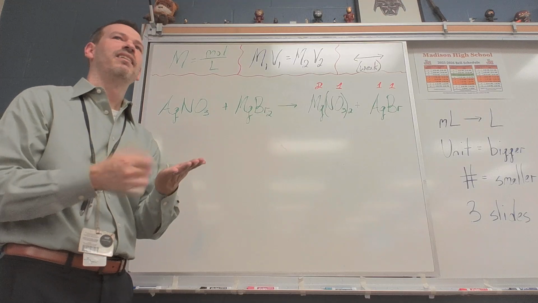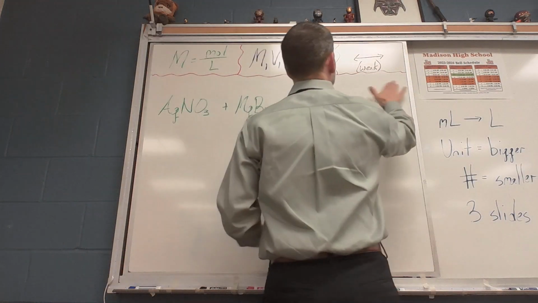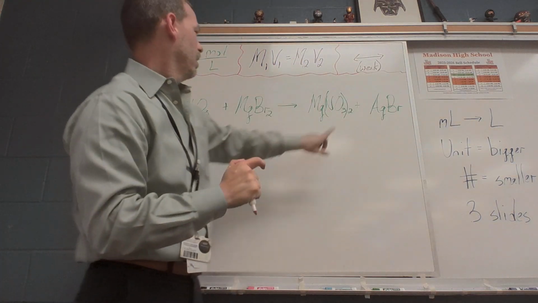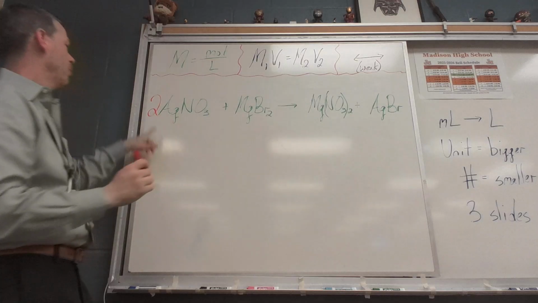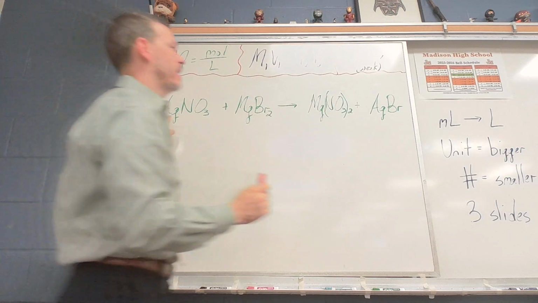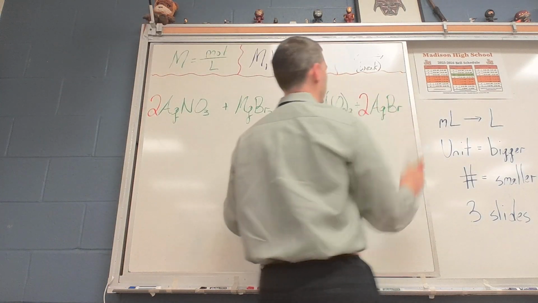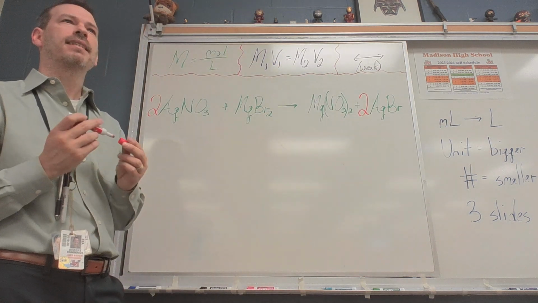What's next? Balance. Don't forget to balance. There are 2 NO3s, so I need there to be 2 NO3s. There are 2 Ags, so I need there to be 2 Ags. And I think that fixes it.